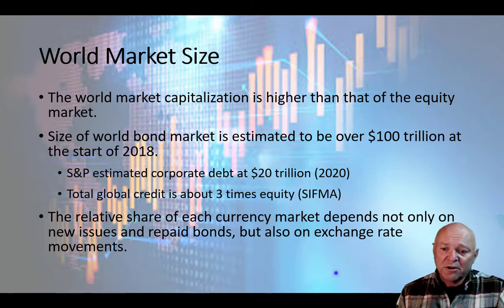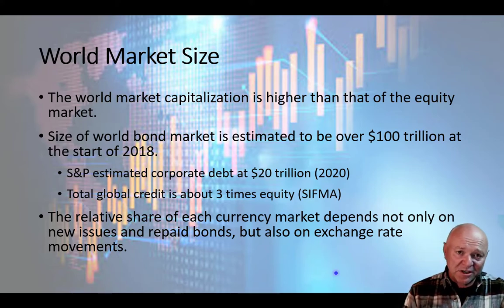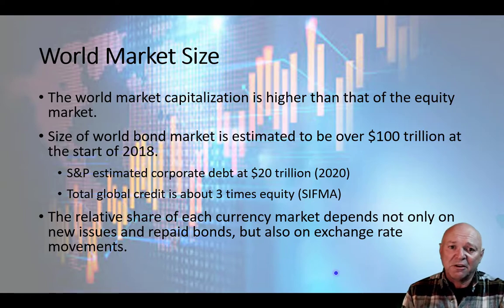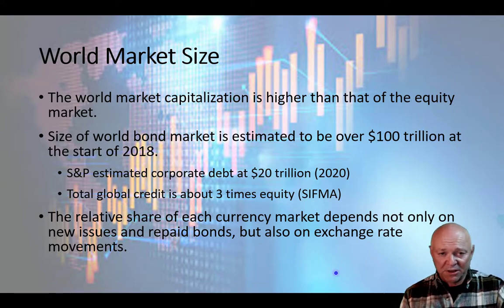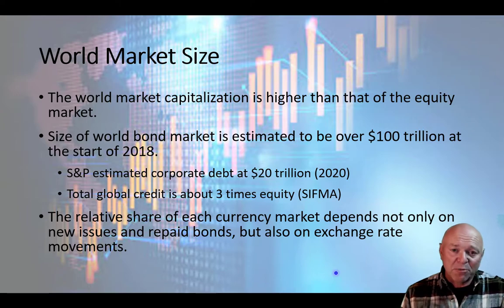The relative share of each currency market depends not only on the size of the bonds issued within that market, but also the spot rate for bonds. So the proportion of the debt within the European market, the American market, Chinese, Japanese, and so on, is going to be a function of the actual traded value of the bonds in that market, but also the currency movements.